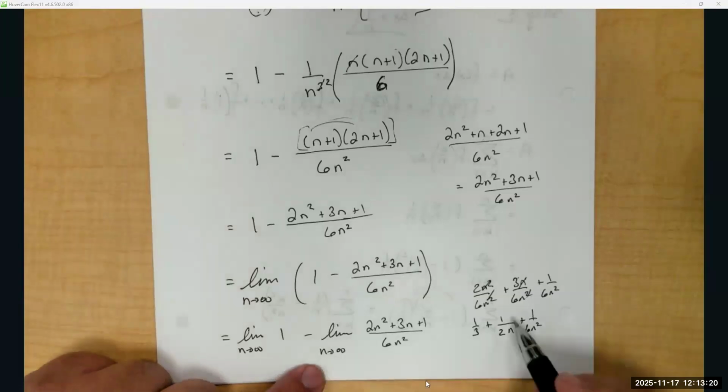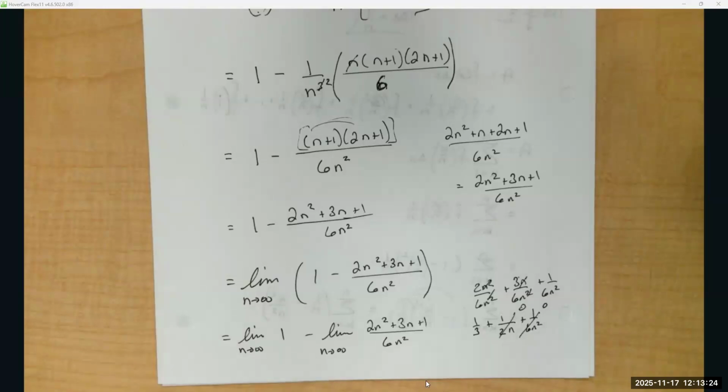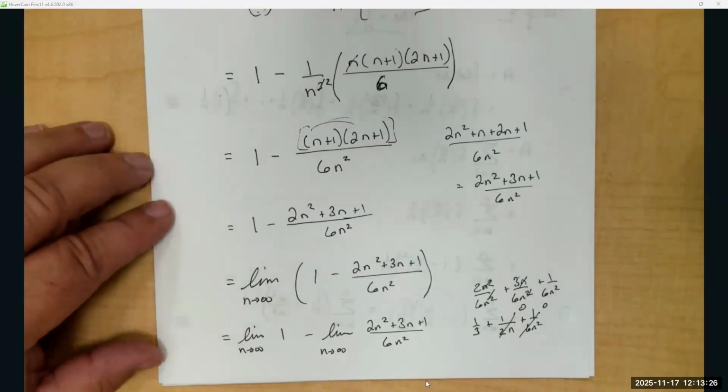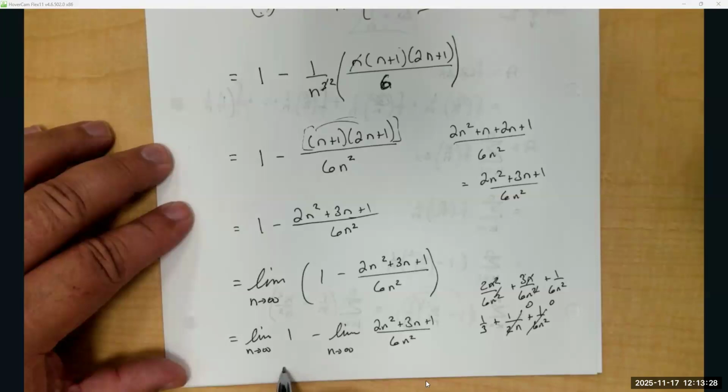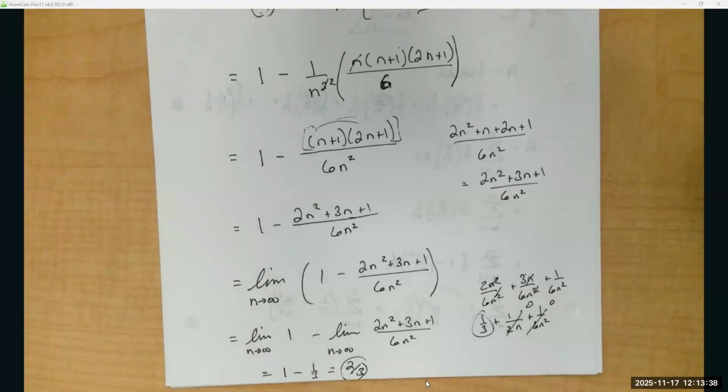As n goes to infinity, these values go to 0 because they become infinitely small. So the limit of 1 is 1 minus the limit of 1/3. So the answer is 2/3. So that's the area under the curve.